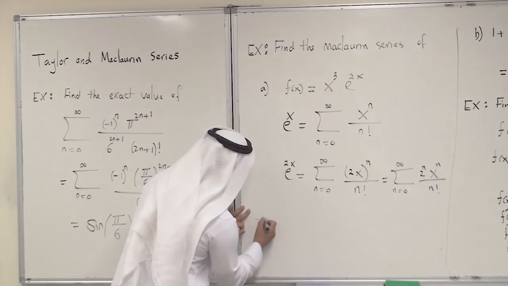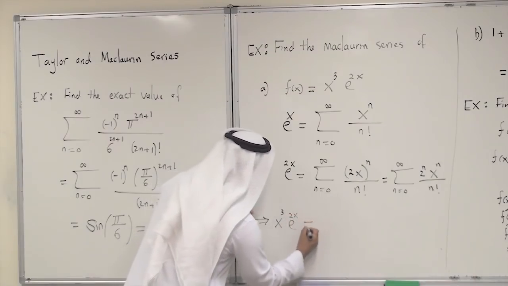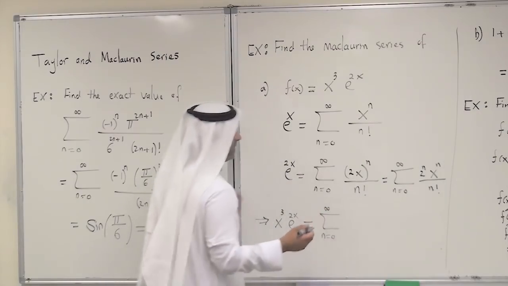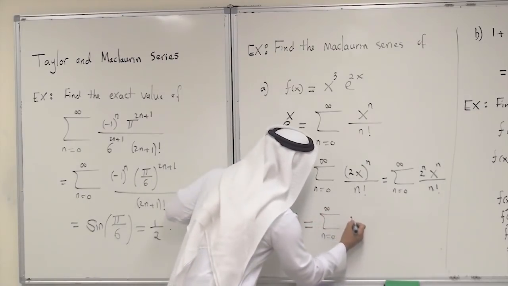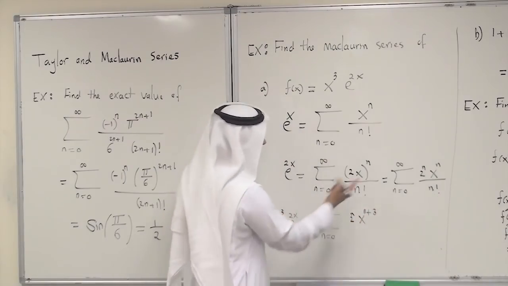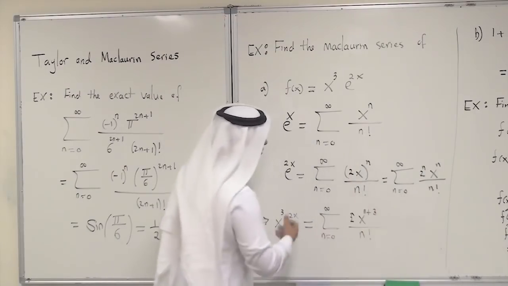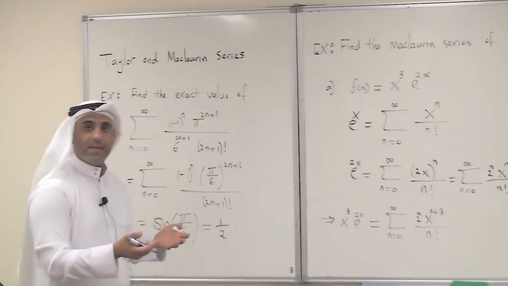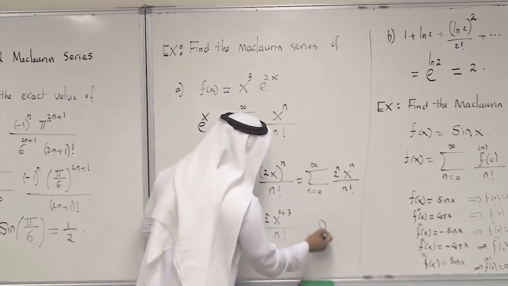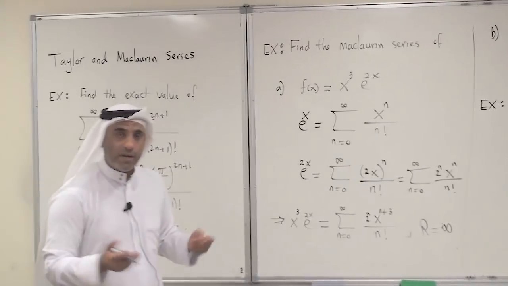So this implies x cubed e to the power 2x can be written as summation of n equal to 0 up to infinity, and that is just 2 to the power n, x to the power n plus 3, that is just adding 3 to the exponent, divided by n factorial. Again, this is convergent for all values of x. You can check this by using the ratio test that the radius of convergence here, r, is again infinite. So we have convergence for all values of x.